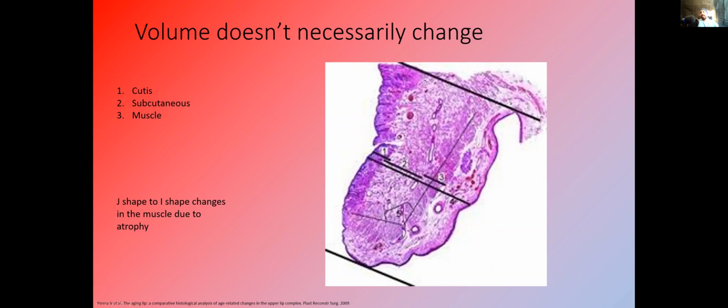And what happens as we age is initially it's a J shape like this. So it starts up here, and as the lip comes down, it rolls out like this. This is the bottom of the J. But as we age, this little leg of the J, guess what happens? It comes backwards and it straightens out. So this J shape of the muscle becomes an I shape. And so the muscle is basically atrophying. It's getting smaller as we age. But the volume of the lip doesn't necessarily change.